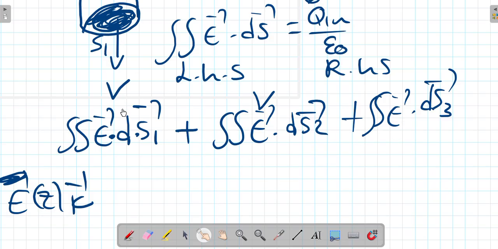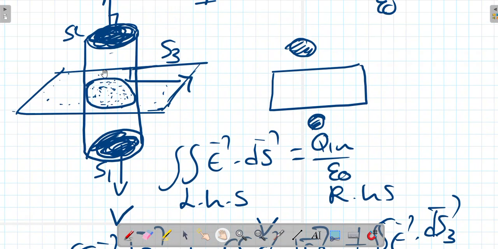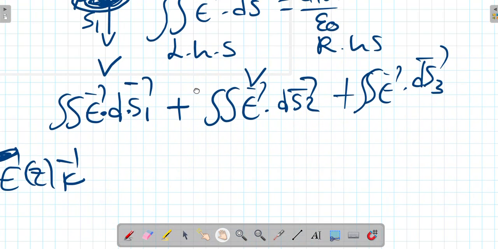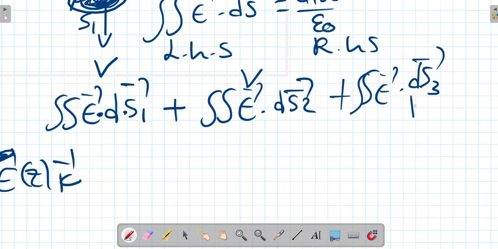E is in the Z direction, but S3 is in which direction? Perpendicular, if you see. The other one is in this direction. These two are perpendicular to each other, so this part of the integral will be 0.